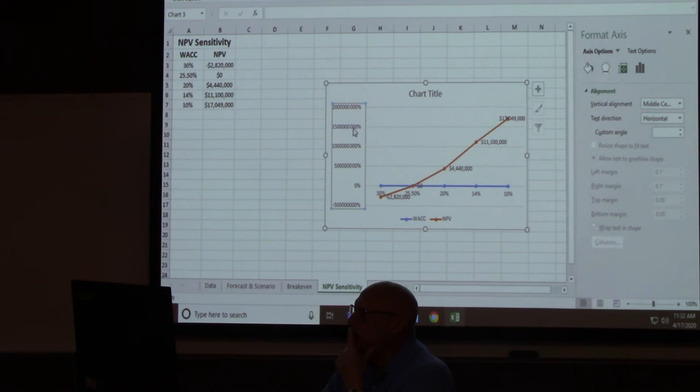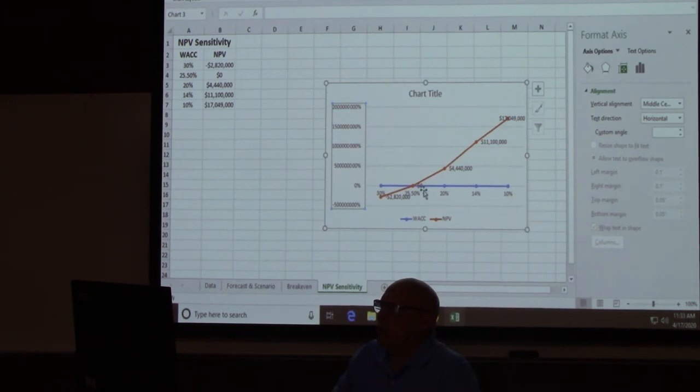This should be dollars. That's the issue here. Since it looks like this, the value, 2.8 million at 30%. Well, I don't want to wrestle with this too much. What I want you to see is the slope of the graph.